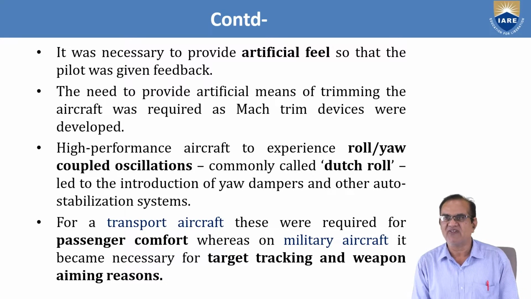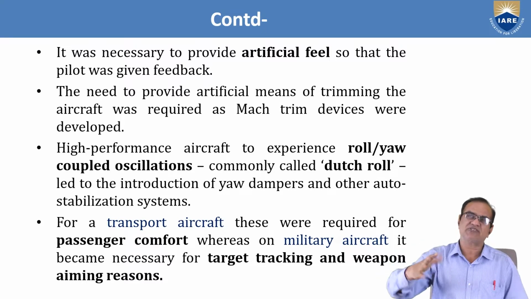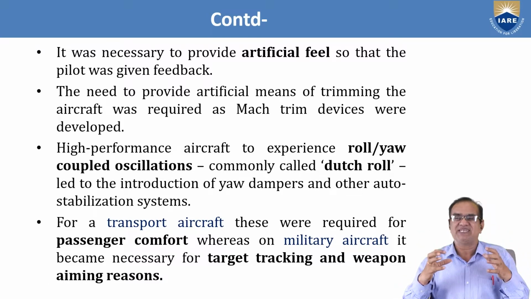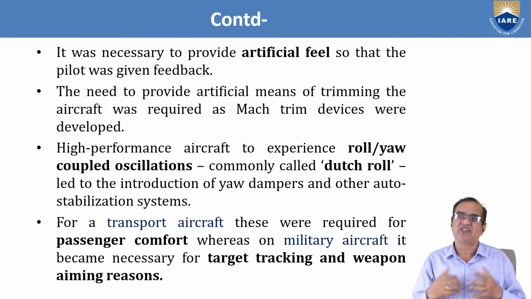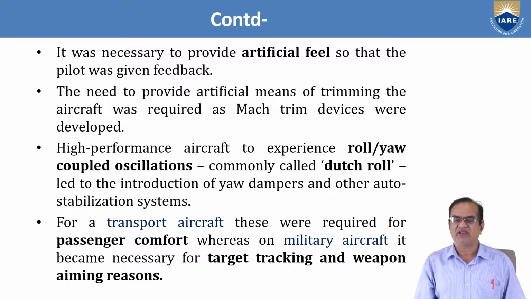For a transport aircraft, these were required for passenger comfort, whereas on military aircraft, it became necessary for target tracking and weapon aiming reasons. So for the transport aircraft, these were required for the passenger comfort. Otherwise, it will go like this. No passenger will like to sit. So we need something to compensate or to absorb this oscillation, which are in the form of Dutch roll. And for military aircraft it is necessary for target tracking and the weapon aiming reasons.